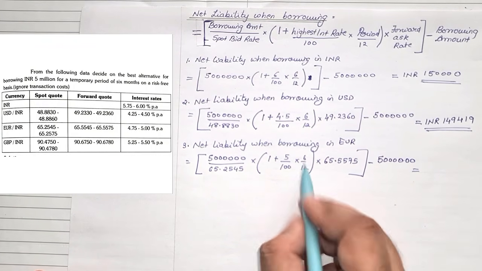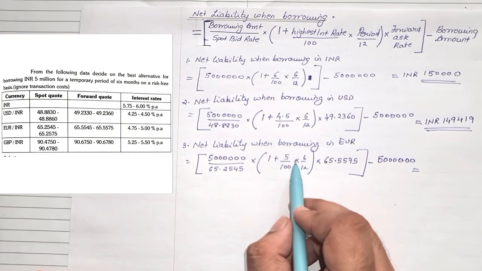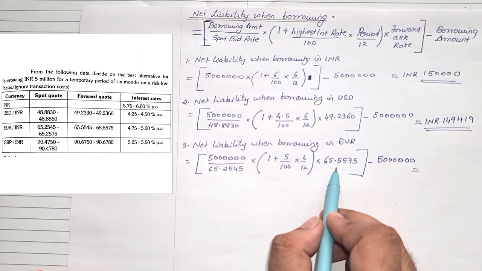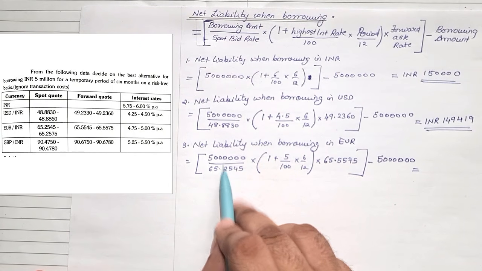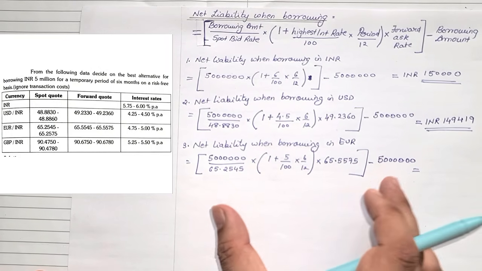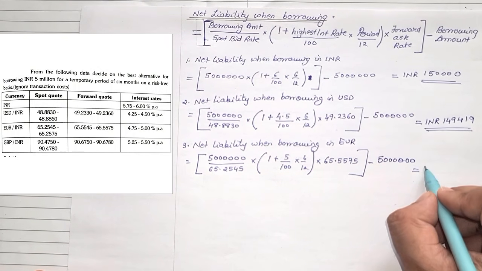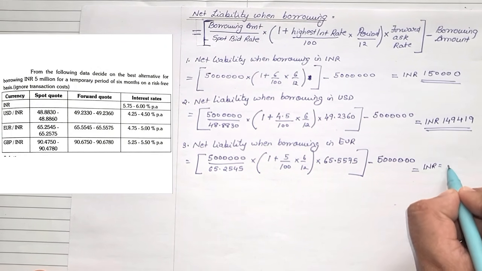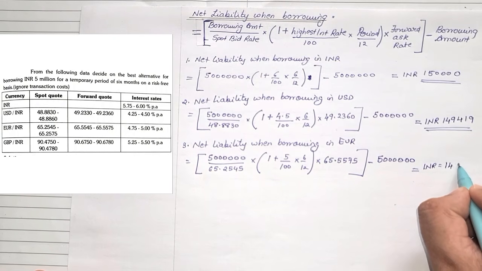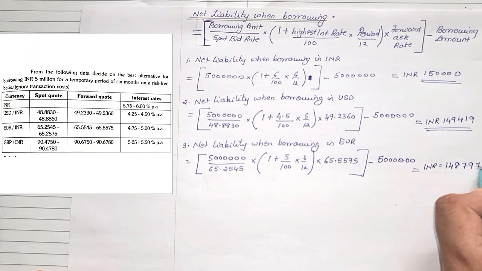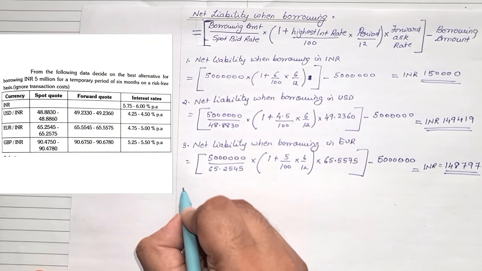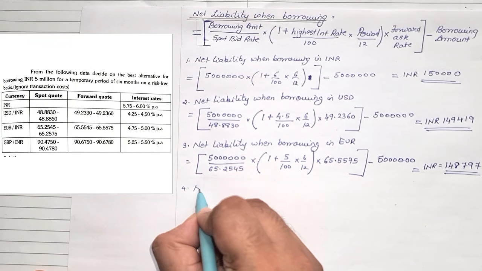Again you will solve the whole part. Multiply, divide, add it with 1, multiply with the forward, divide by the spot into the borrowed amount, you get one value. That value minus 50 lakhs, you should get the answer as rupees 1,48,797.